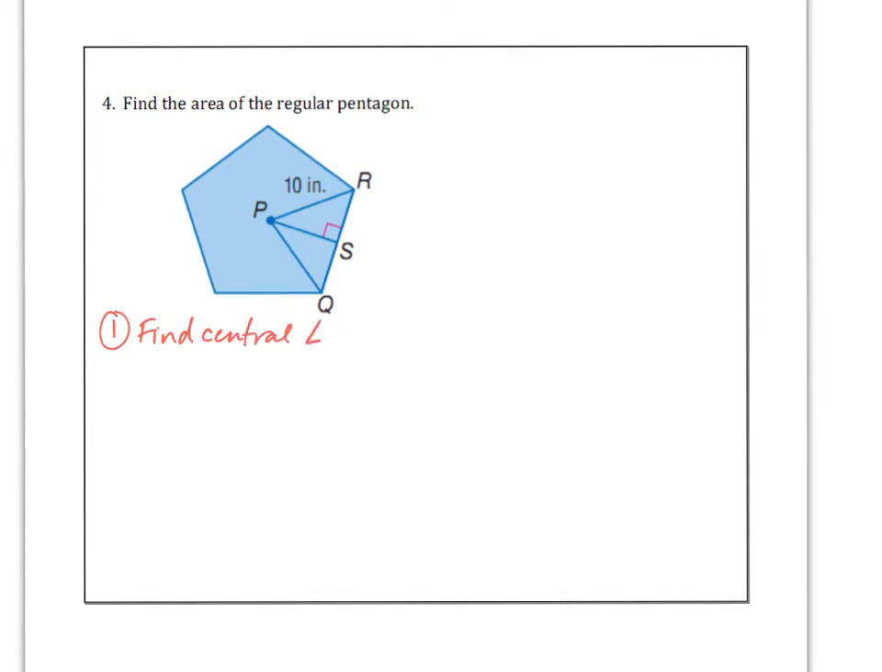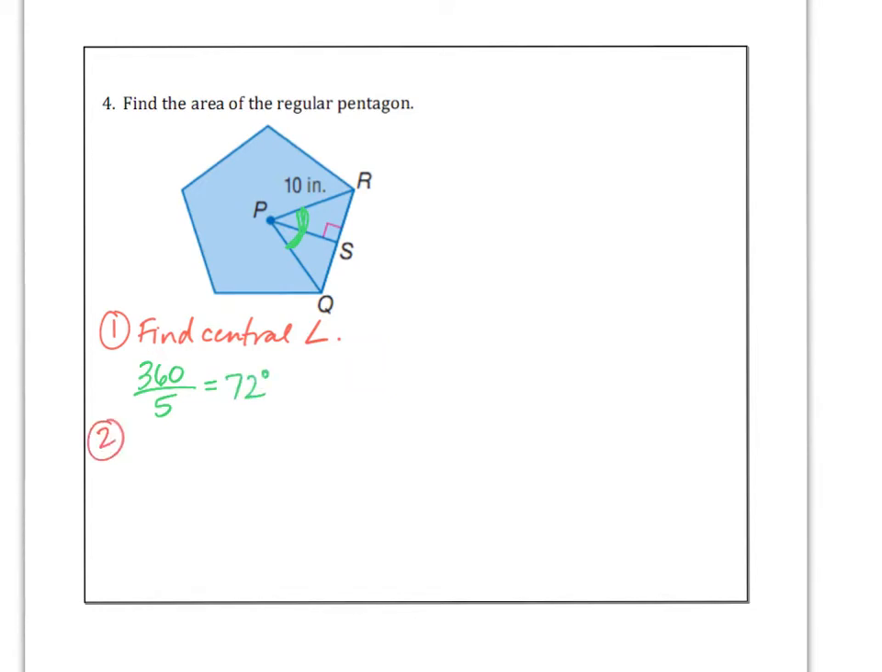I'm going to write out the steps this first time through so that you have them written down. In this case, it's a pentagon. So take your 360 degrees and divide by 5 to figure out how big this angle is right here. I believe that is 72 degrees.